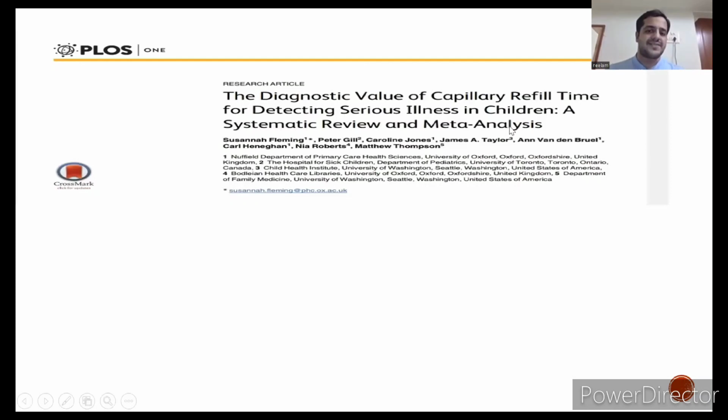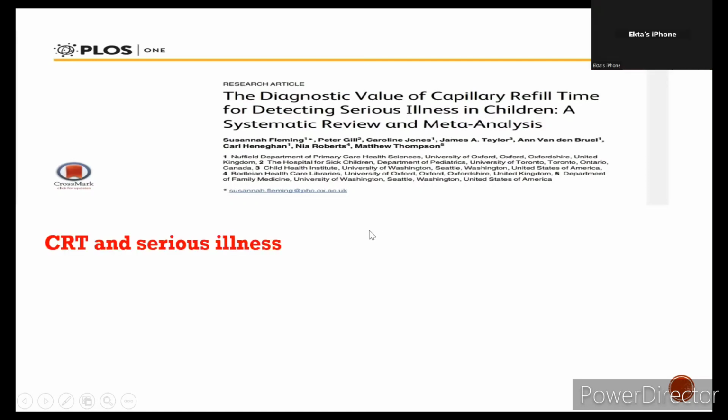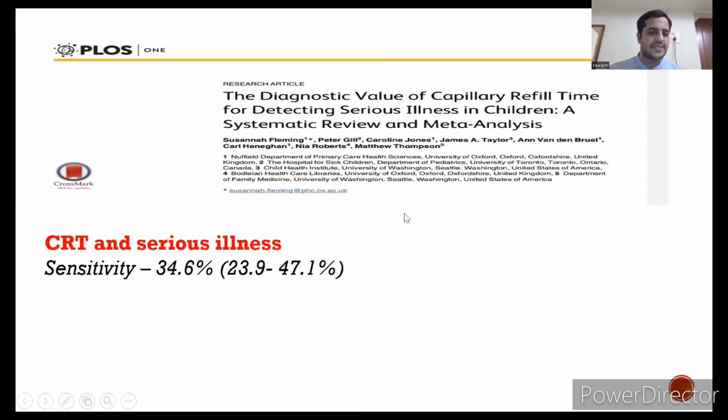There was a meta-analysis done a few years back, I think published in 2014 or so, and it actually includes all children, including newborns. What they found is that whenever CRT was used for detecting serious illness, the sensitivity was only 34.6%. So it has a very low sensitivity. Specificity is quite good, it is 92.3%, but the sensitivity is quite low.